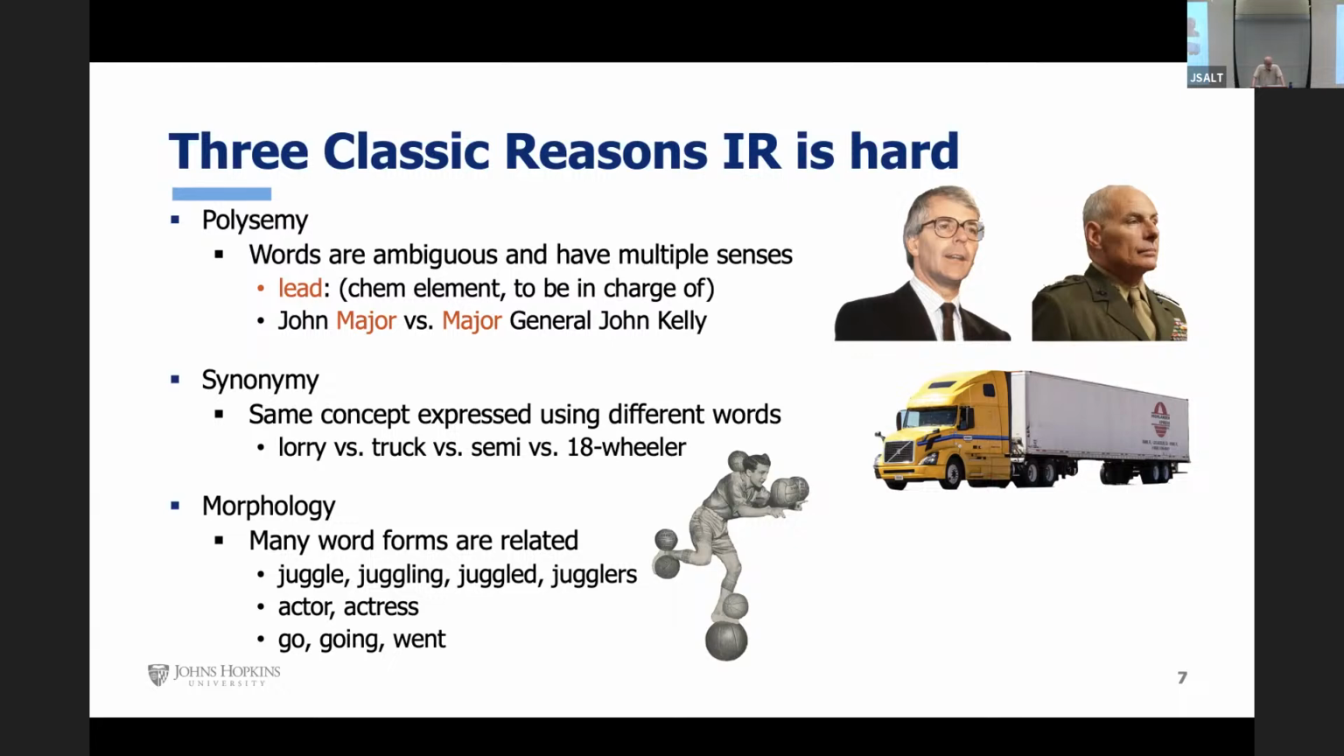And third is morphology. There are a lot of word forms that you have to deal with. For example, juggle, juggling, juggles, jugglers. If you put in a query with any one of those words, you'd like to get documents that talk about the other ones too.